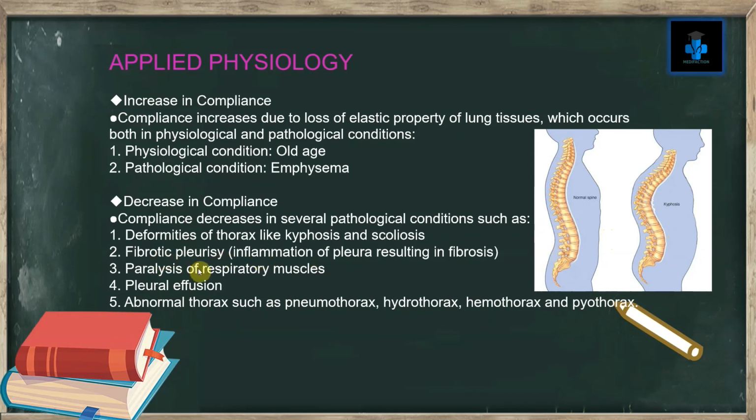Number 2. Fibrotic pleurisy, that is inflammation of pleura resulting in fibrosis. Number 3 is paralysis of respiratory muscles. Number 4 is pleural effusion. Number 5 is abnormal thorax such as pneumothorax, hydrothorax, hemothorax and pyothorax.